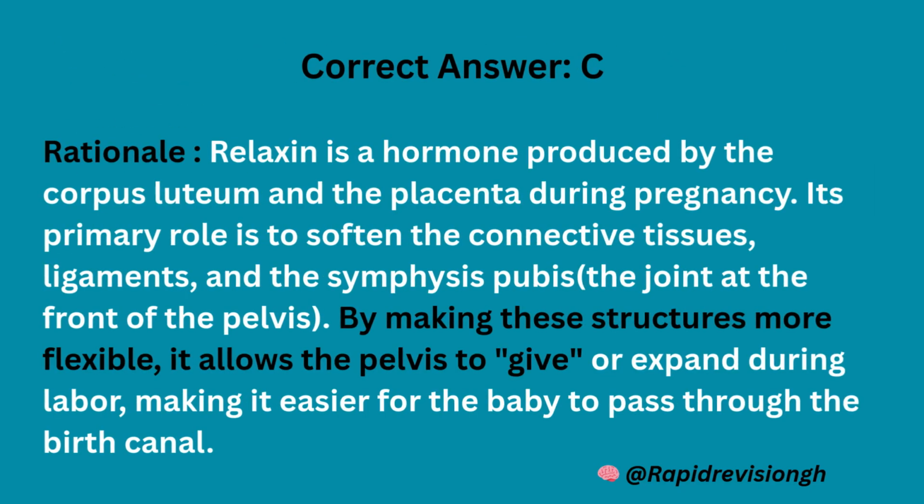C. Rationale. Relaxin is a hormone produced by the corpus luteum and the placenta during pregnancy. Its primary role is to soften the connective tissues, ligaments, and the symphysis pubis, the joint at the front of the pelvis. By making these structures more flexible, it allows the pelvis to give or expand during labor, making it easier for the baby to pass through the birth canal.